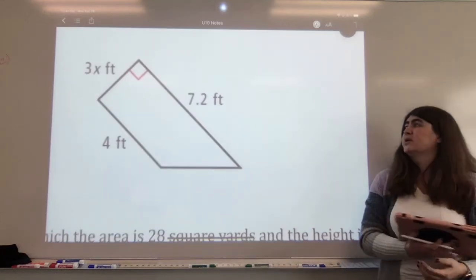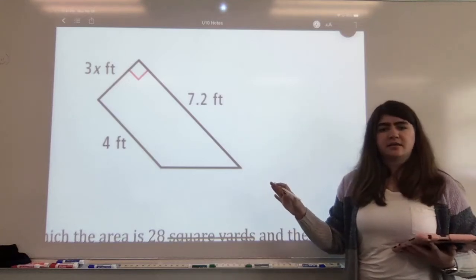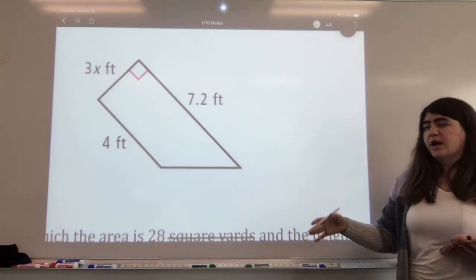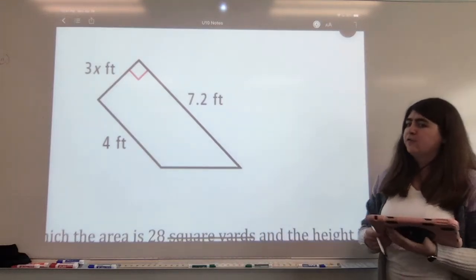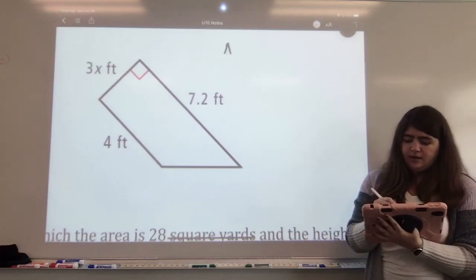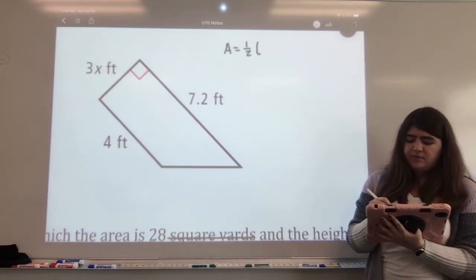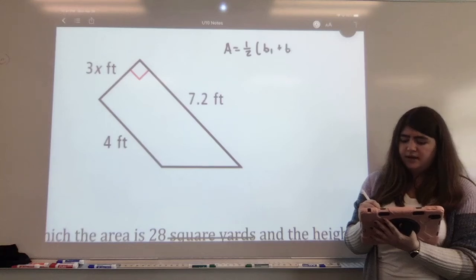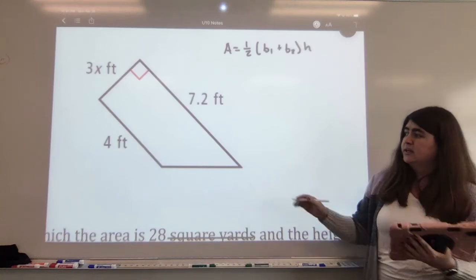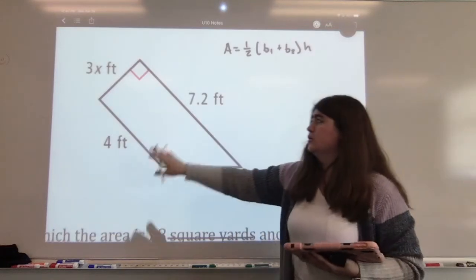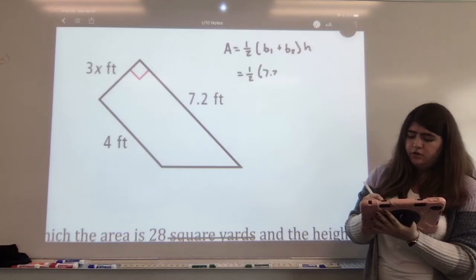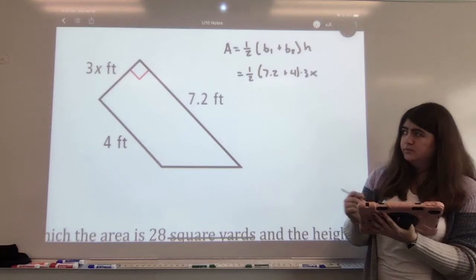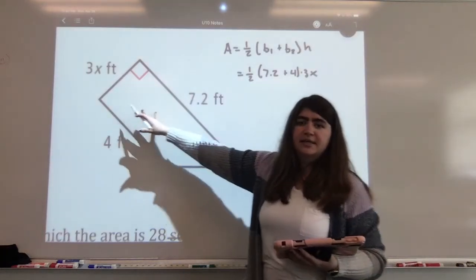Next we have this trapezoid here. This one is not going to work as nicely for us where we can just create a triangle and solve for our missing side. So we're going to have a variable in our answer. So my formula for a trapezoid is area is equal to 1/2 times the first base plus the second base, all multiplied by the height. So my bases in this case are 7.2 and 4. So that is equal to 1/2 7.2 plus 4 times our height, which is 3x. Because we have a right angle, that makes that the height.